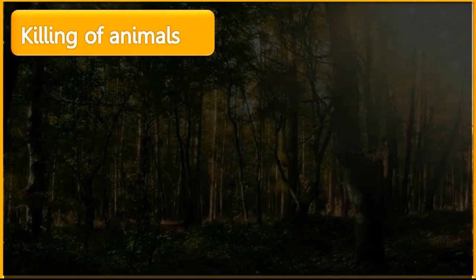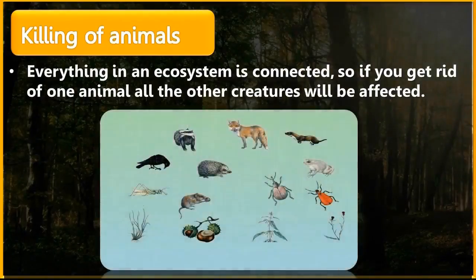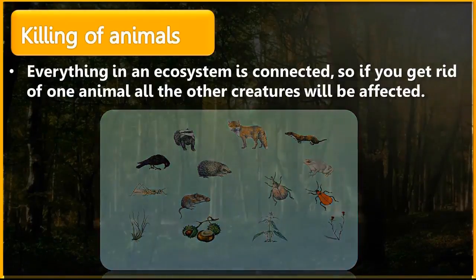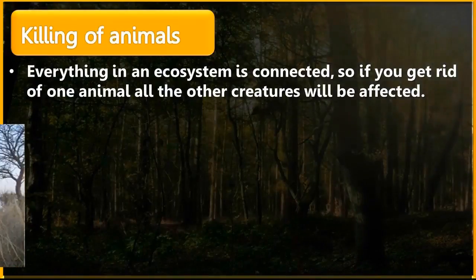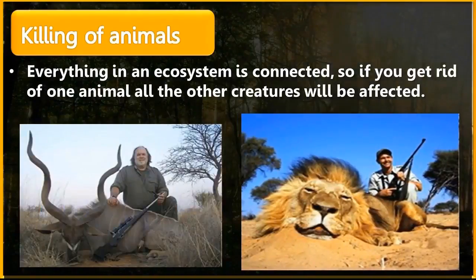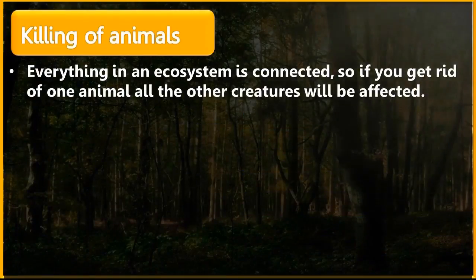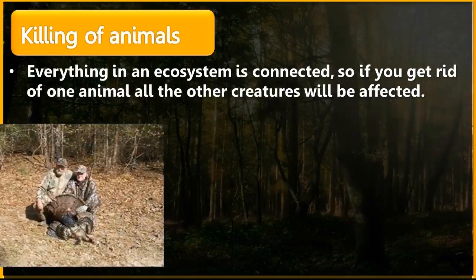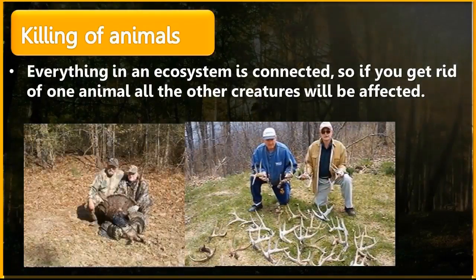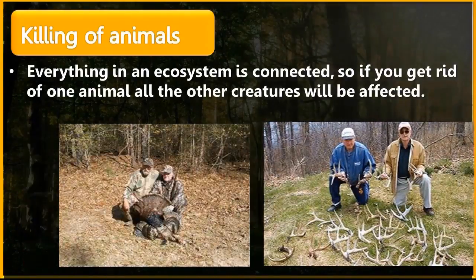Killing of animals. Everything in an ecosystem is connected. So, if you get rid of one animal, all the other creatures will be affected. The animal could be an important element in a certain food chain, and all other creatures which are part of that food chain would be affected. Also, each creature has its effect on the environment, and if one disappears, a chain reaction starts, and many other creatures and environmental elements can disappear too.